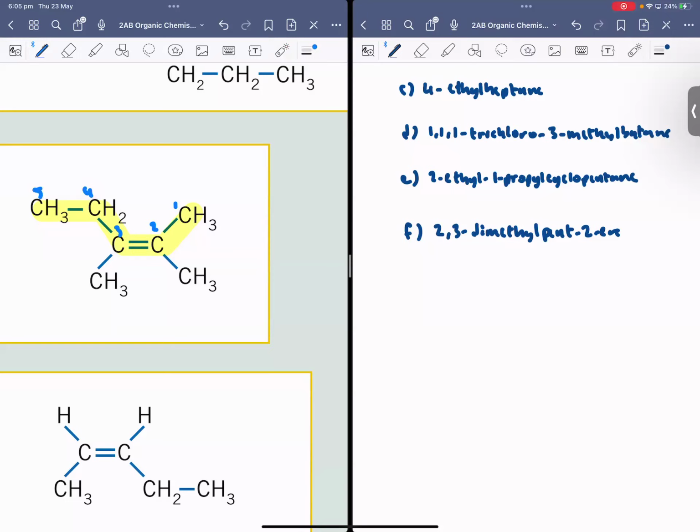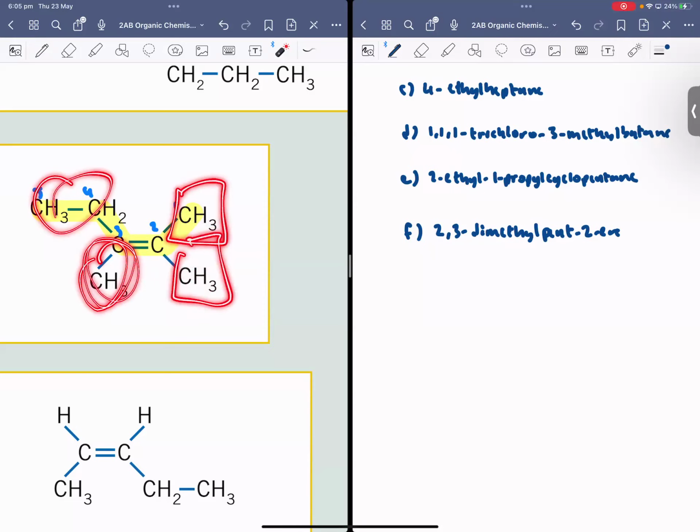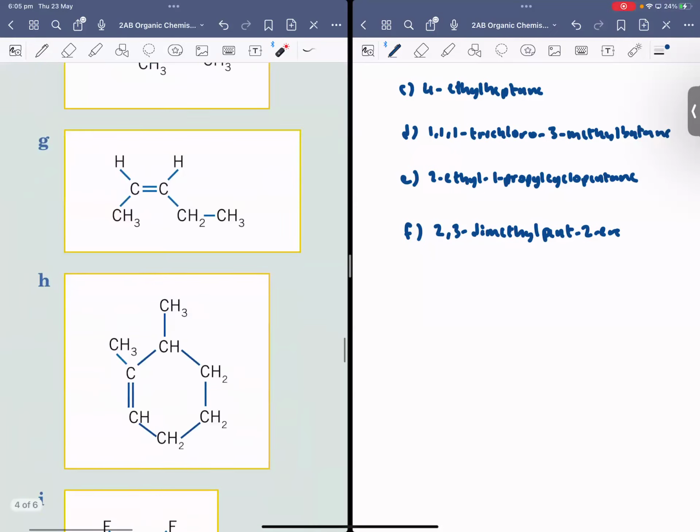There's a few kids that write cis. They're wrong, because look, these are the same things. To have cis-trans isomerism, they need to be different. This is different to that, but this is the exact same as this. So there's no cis-trans isomerism. Next one. That's the biggest one. And remember, the double bond always gets the lowest number.